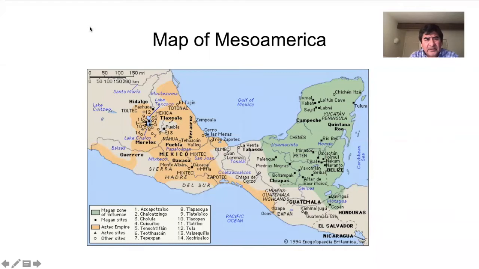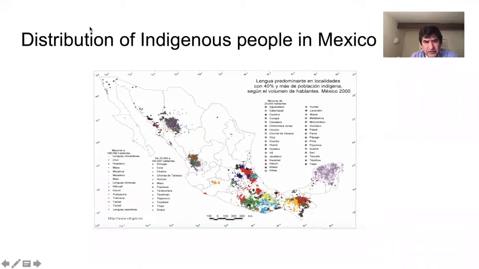And Oaxaca is part of this region called Mesoamerica, where we can find a lot of the indigenous languages spoken in the Americas. If you can see, you have a Maya zone and an Aztec zone, and other languages and peoples that we find in Mesoamerica. Mesoamerica goes from a little bit up central Mexico all the way to Honduras. So there we have it.